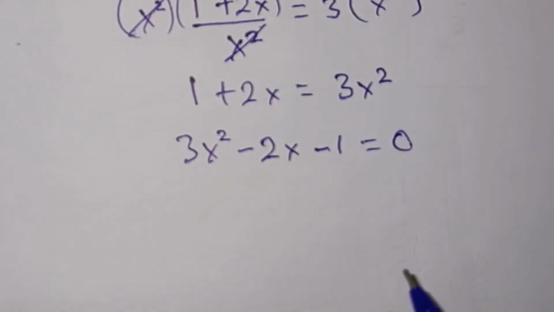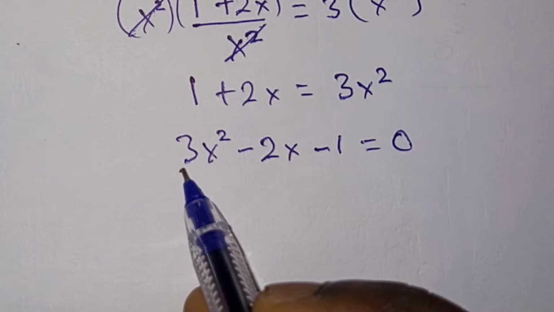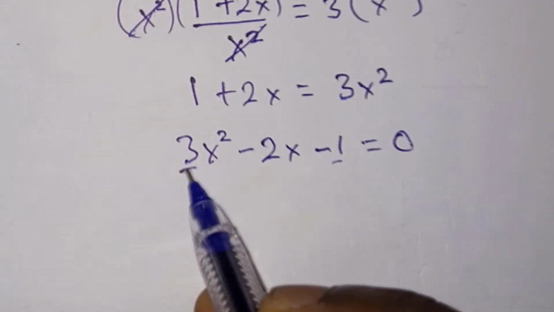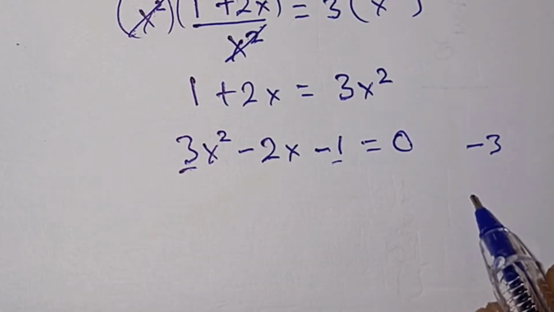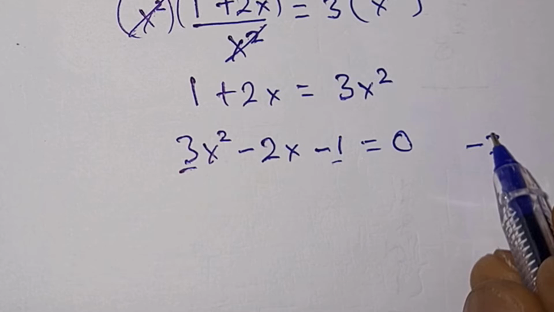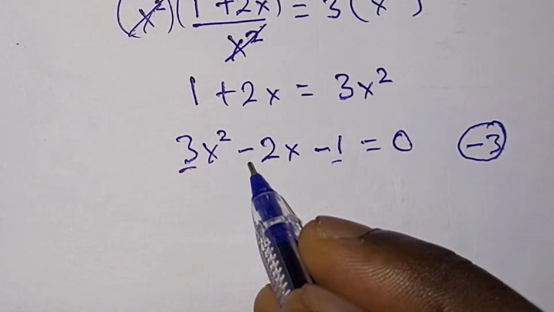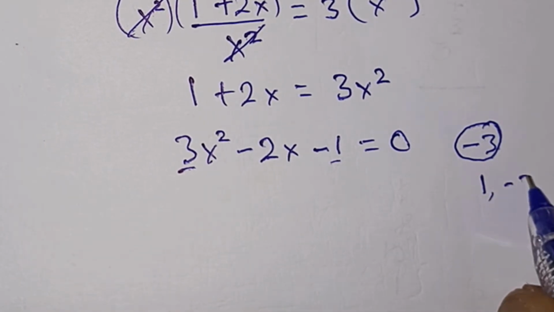This is a quadratic equation. We can use factoring method to solve. You just multiply the coefficient of x squared by the constant, which is negative 1. So we have 3 times negative 1, that is negative 3. So we will find two factors that when you multiply them, you will get negative 3, but when you sum them up, you will get negative 2. And the factors are 1, negative 3.